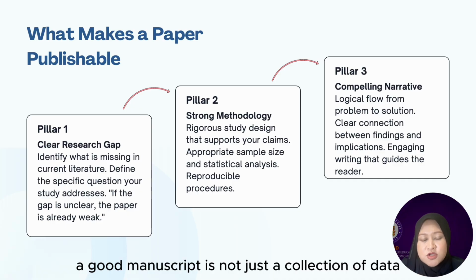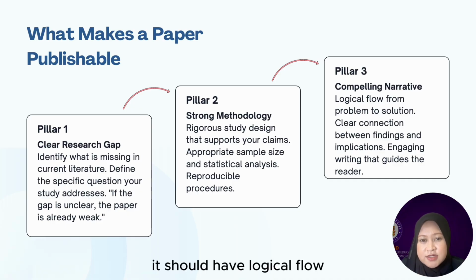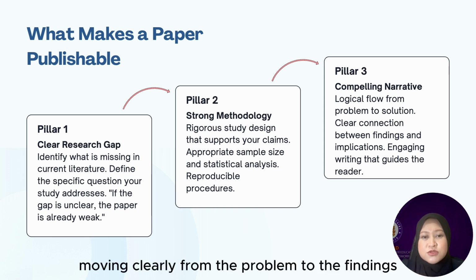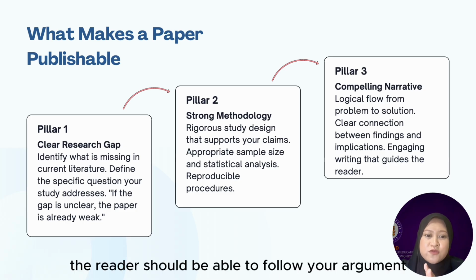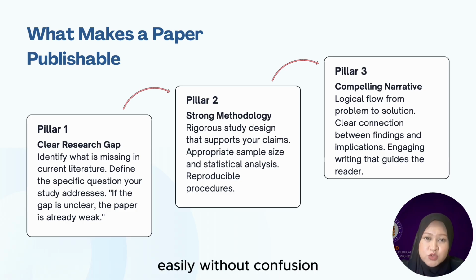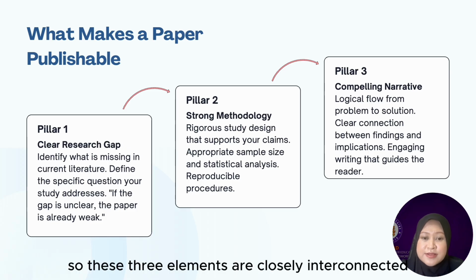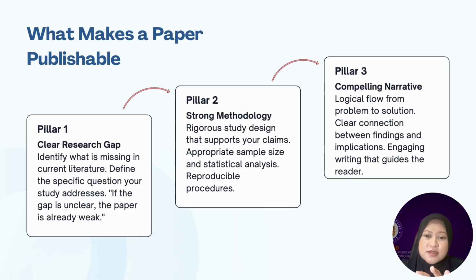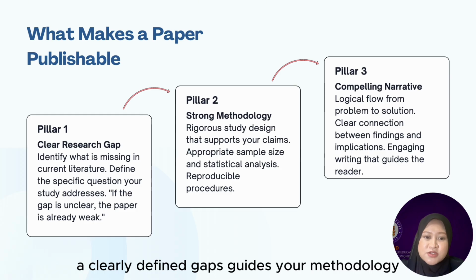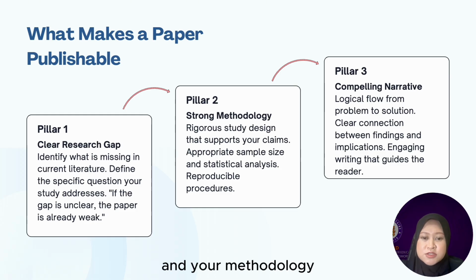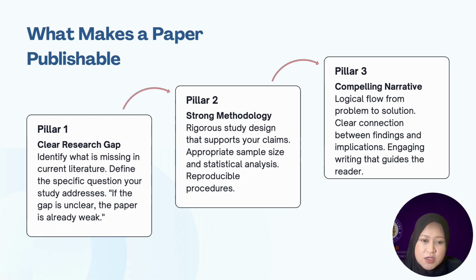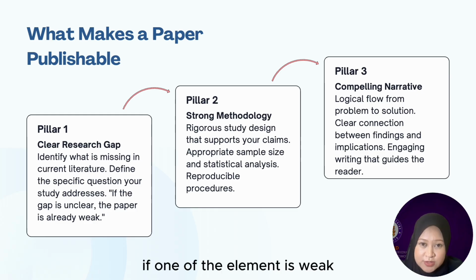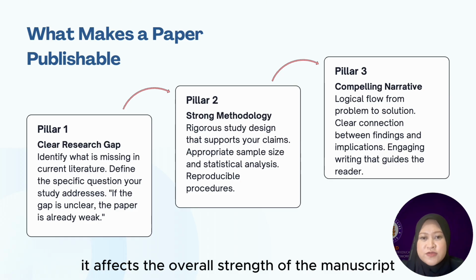A good manuscript is not just a collection of data. It should have a logical flow, moving clearly from the problem to the findings and then to the implications. The reader should be able to follow your argument easily without confusion. So these three elements are closely interconnected. Clearly defined gaps guide your methodology, and your methodology generates results that fit into a coherent narrative. If one of the elements is weak, it affects the overall strength of the manuscript.